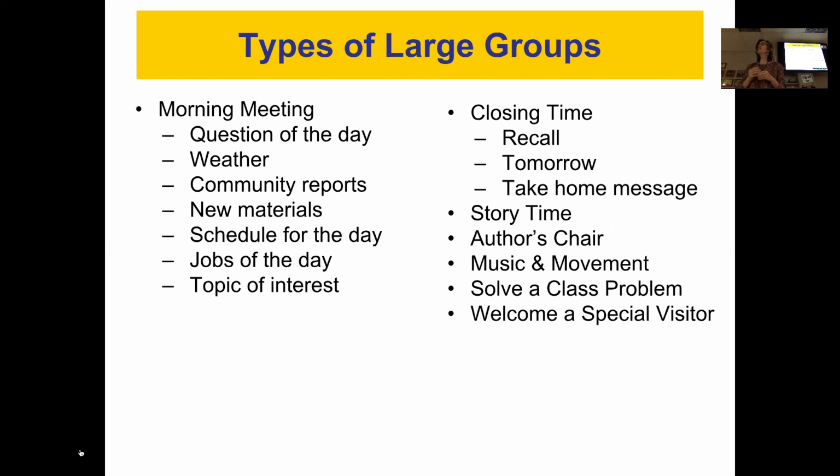Other types of large group activities would be story time. All the kids come together, listen to a story. An author's chair. Some kids that are 4 years old have learned about books. They've learned about illustrators and authors. They write their own books, or they might read their favorite story to a group of other children. Music and movement, solving the class problems, and welcoming a special visitor. These are all different types of large groups.